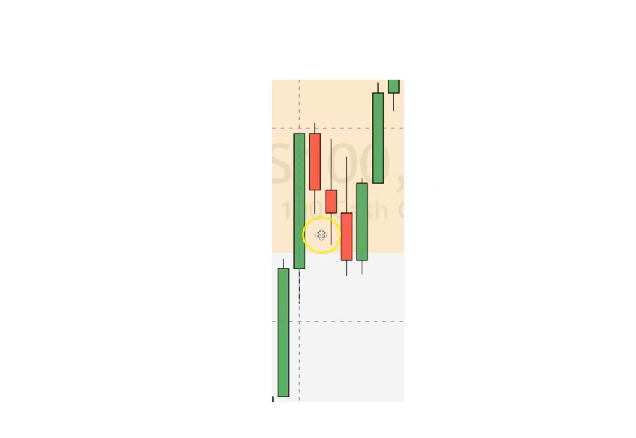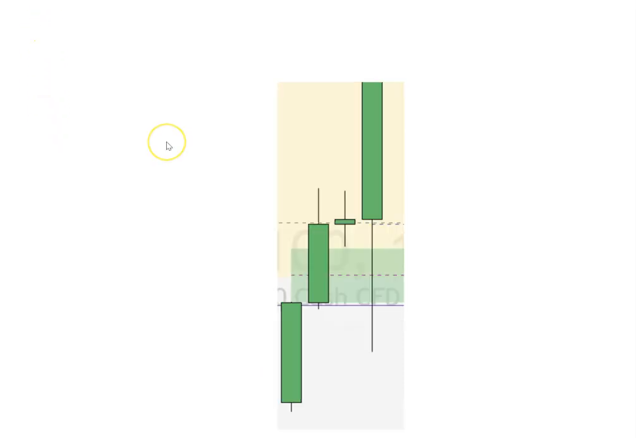So in this one, we can see price does rebalance this entire 15-minute fair value gap, but it does not close outside of it. So that's why I graded this a C type. Sorry, a B type. Now things start to get a little more interesting.